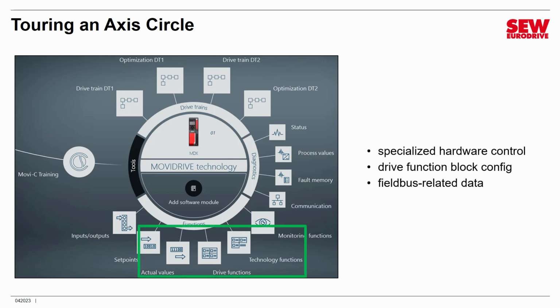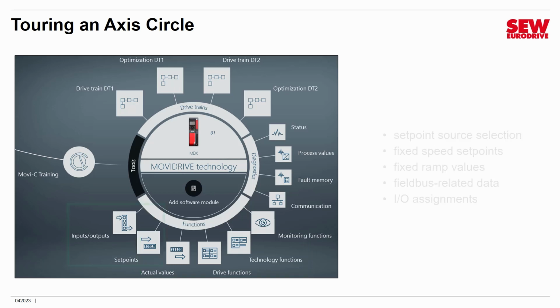Then we have some very specialized things, technology functions, drive functions, actual values. I'm not going to talk about them much here. These are more like semi-expert settings that are used for specialized applications.